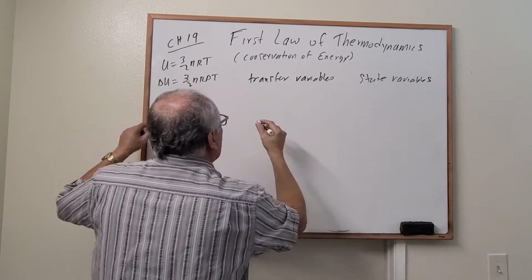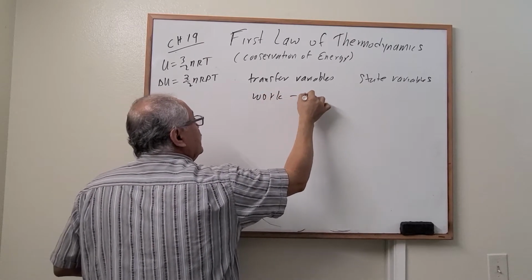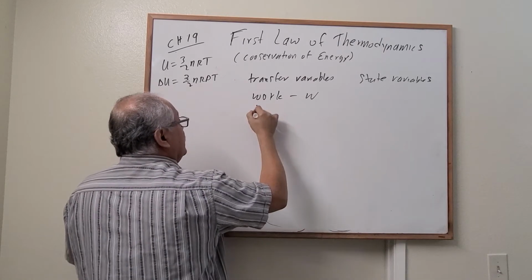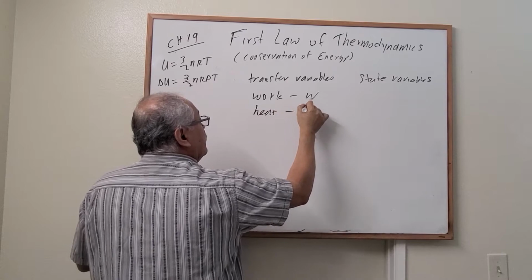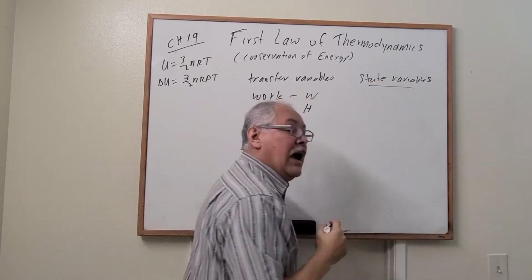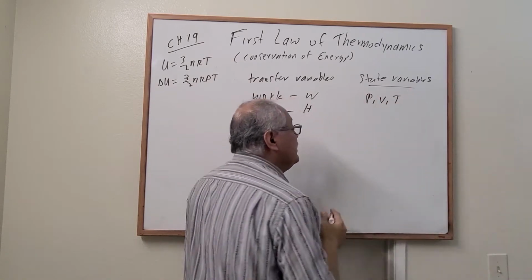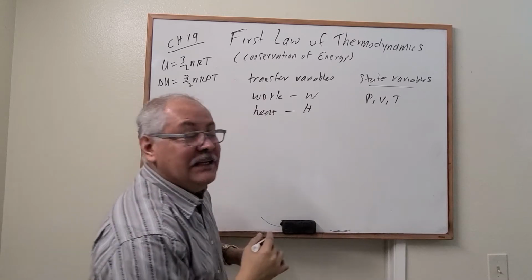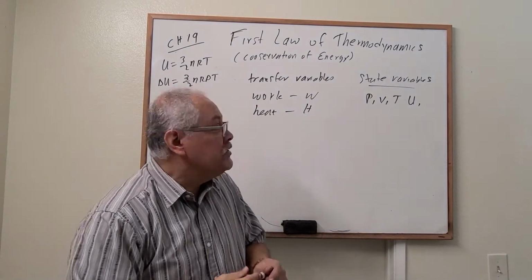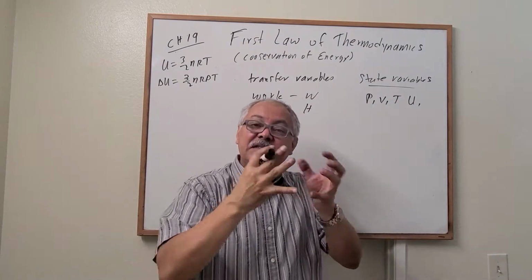For transfer variables, we have work and heat. And for state variables, we have pressure, volume, and temperature. Now we have a new quantity, the internal energy. Also, we have the number of moles. These are again the state variables. These tell us the state.